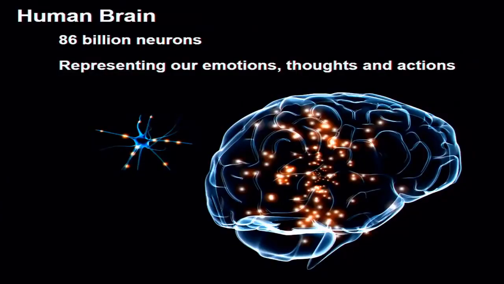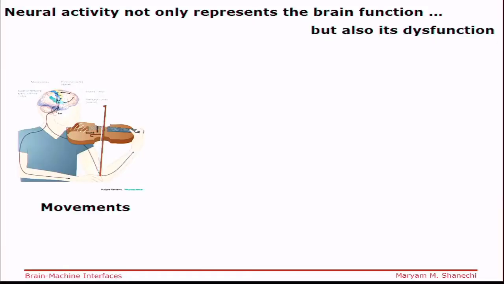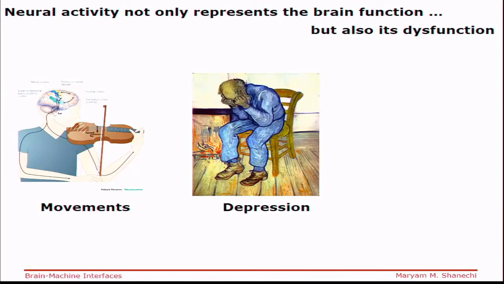So as you know, our brain consists of 86 billion neurons, and it's the activity of these neurons that represent our emotions, thoughts, and action. In particular, not only are our brain's functions, such as movements, represented in neural activity, but so are its dysfunctions, for example, in neuropsychiatric disorders like depression, or even in induced states such as anesthesia or coma.